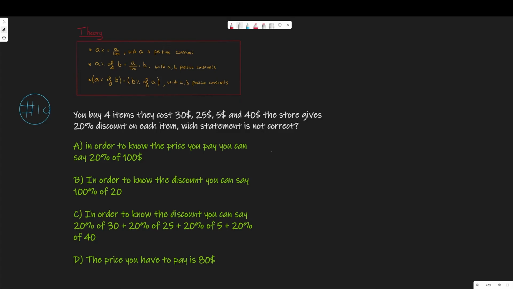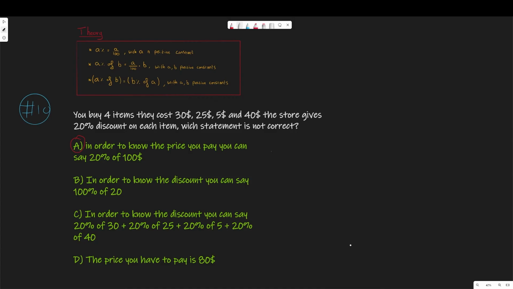So this is not the price we have to pay, but this will calculate the discount. And the total amount you have to pay and the discount price are not the same. So we already can say that A is in fact not correct. So this is already an answer, but maybe the next questions are also not correct. So let's take a look at B.